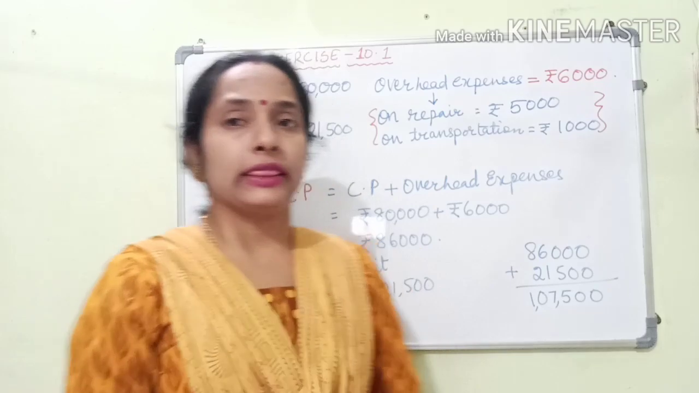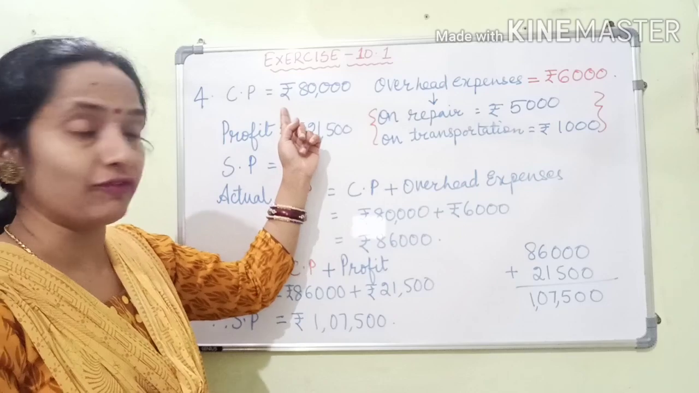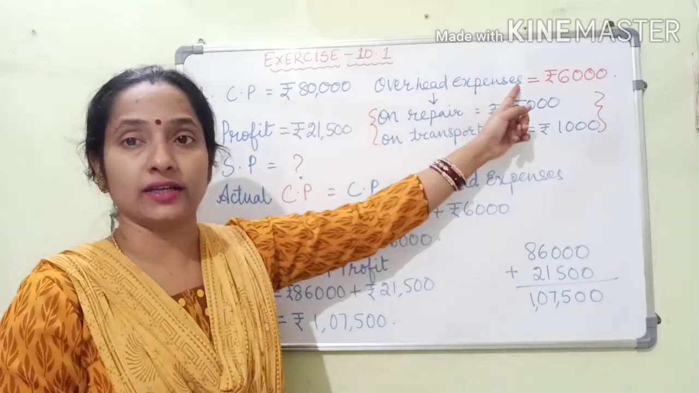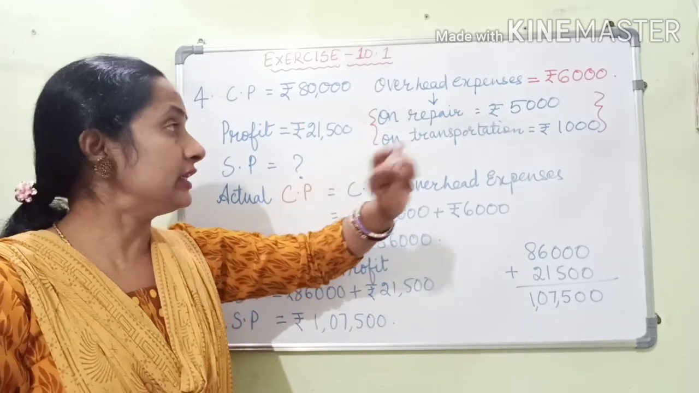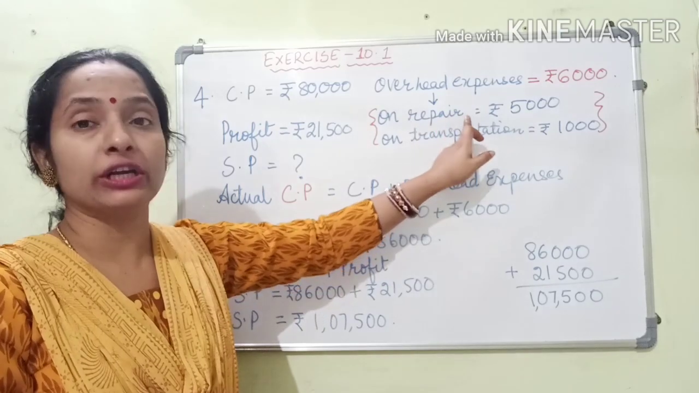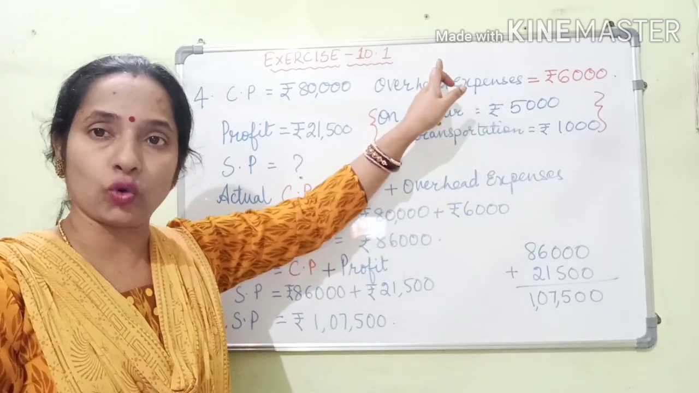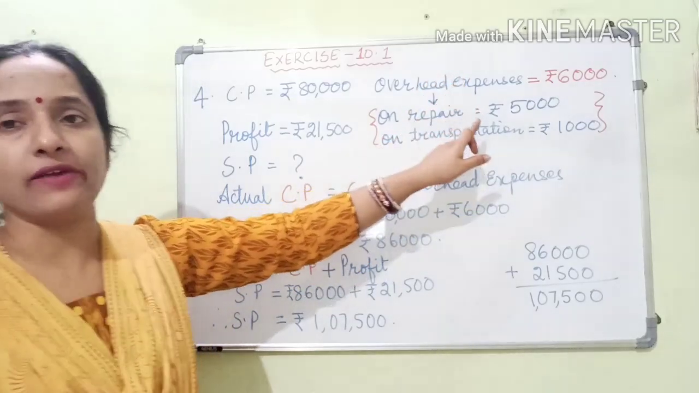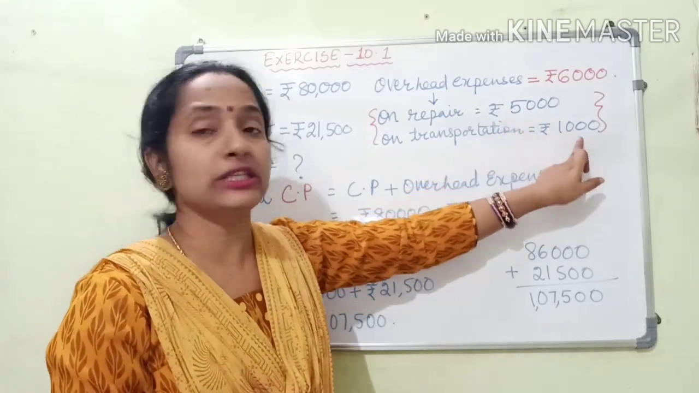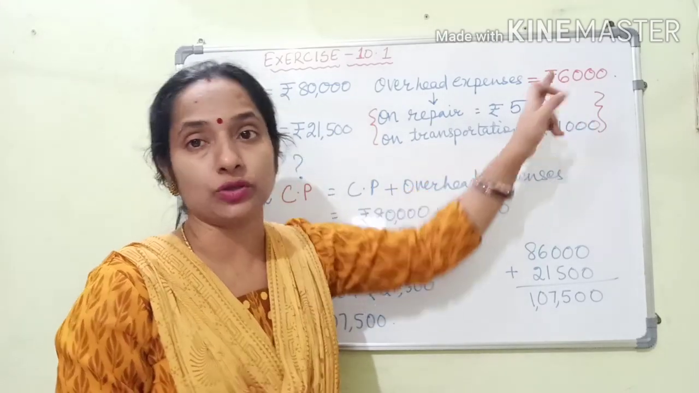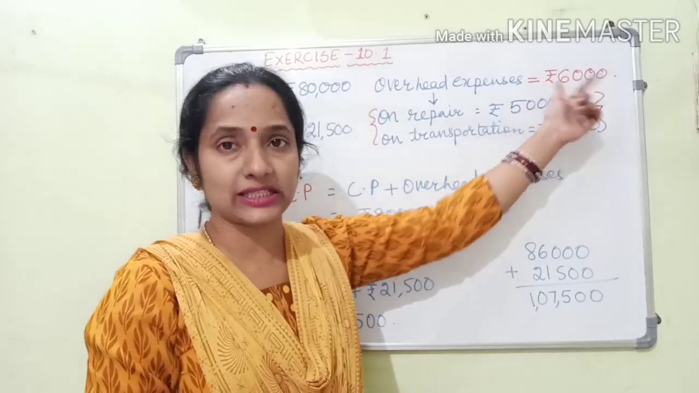So here the cost price of the second-hand car is given, and overhead expenses are given. There are two overhead expenses here: one is the expenditure on repair of the car and the other is expenditure on the transportation. In order to find the overhead expenses, we have to add them. If you add 5,000 and 1,000, you get rupees 6,000. So for this sum, the overhead expenses is equal to rupees 6,000.